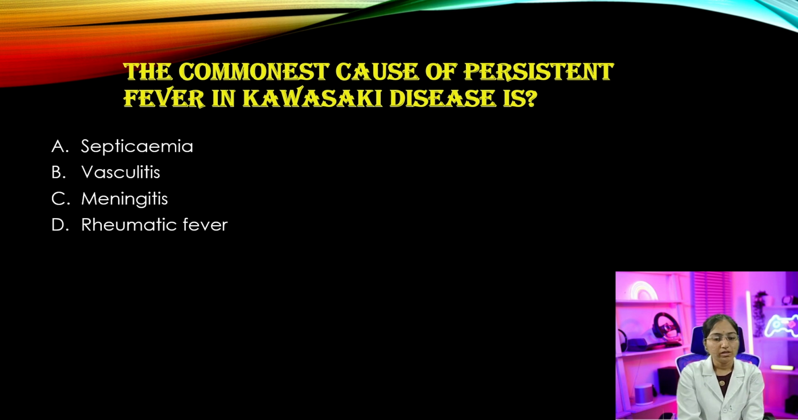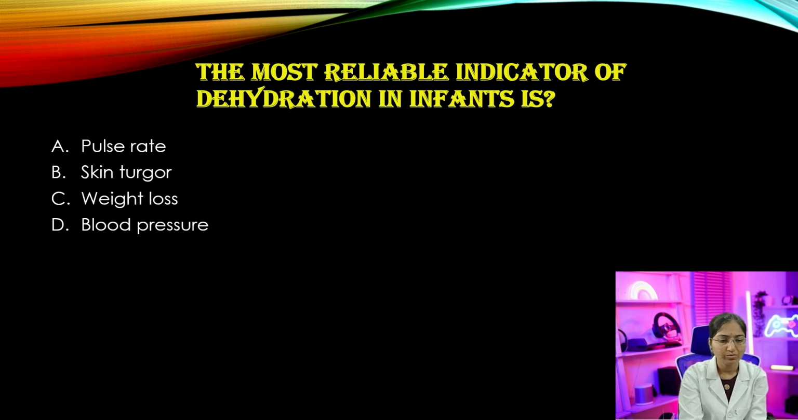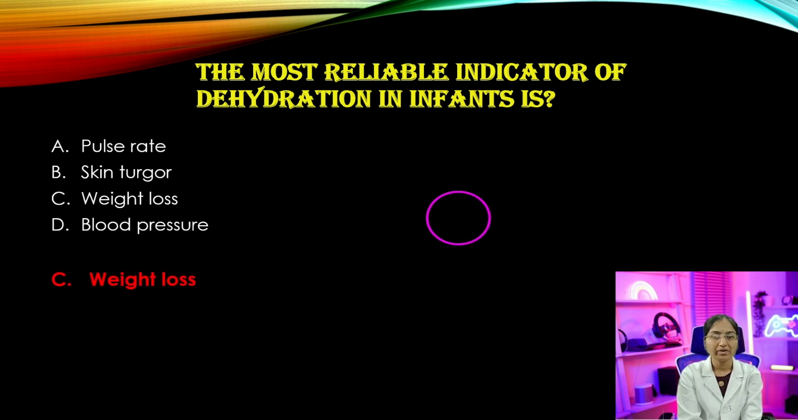Next question, the commonest cause of persistent fever in Kawasaki disease is. The right option is vasculitis. We'll move to the next one. The most reliable indicator of dehydration in infants is. Options are here. It's weight loss.